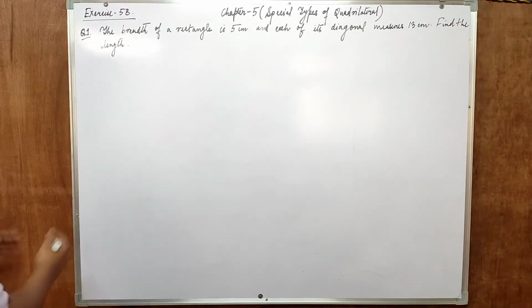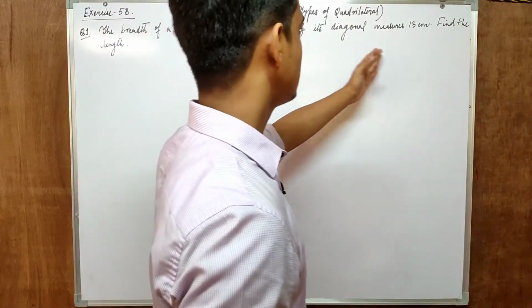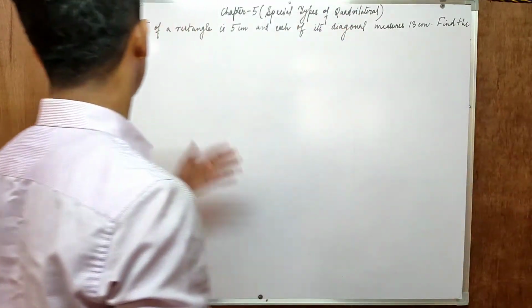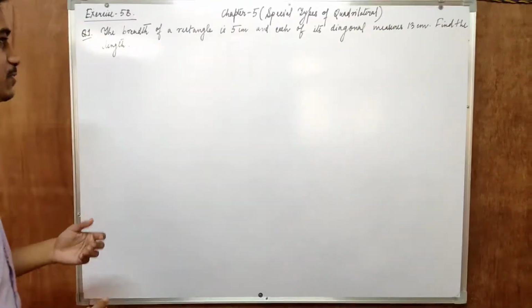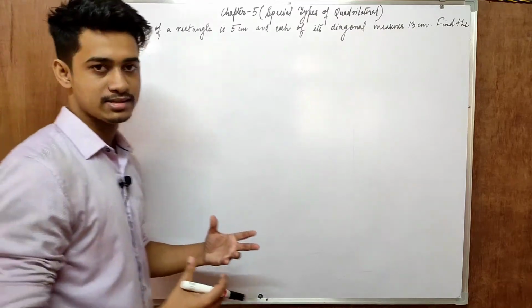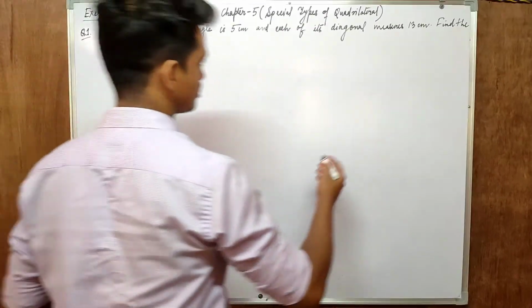What is question number 1? The breadth of a rectangle is 5 cm. Each of its diagonals measures 13 cm. Find the length. Before solving this question, let me revise one theorem for you, that is Pythagoras theorem. So what is Pythagoras theorem?